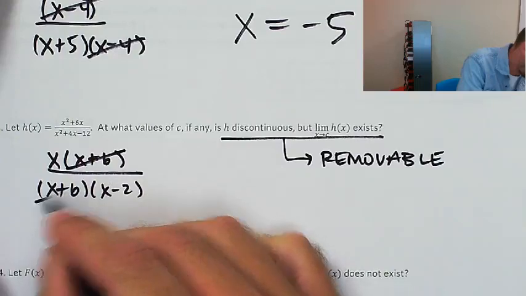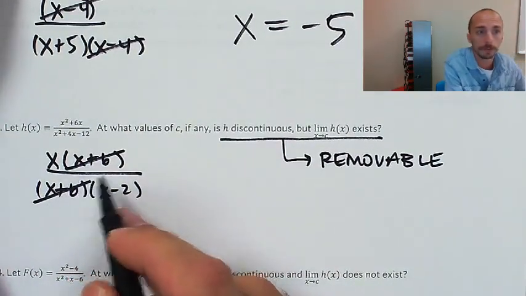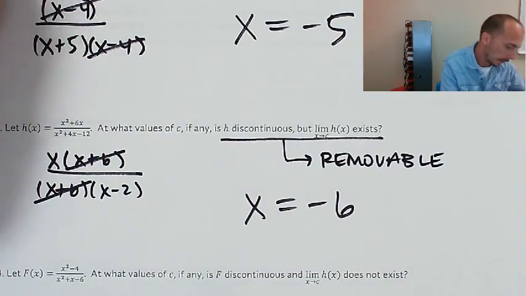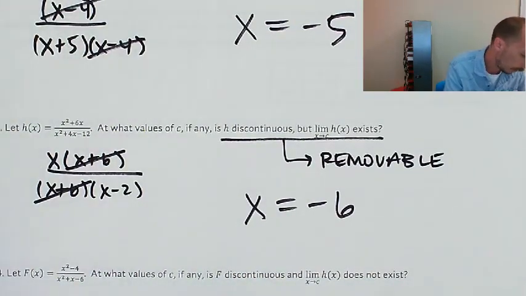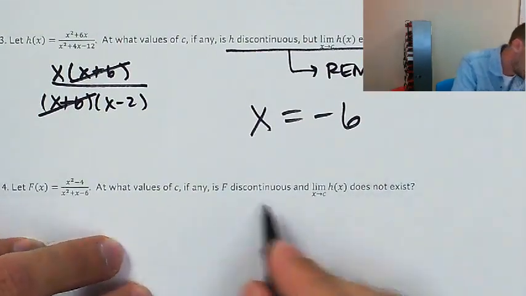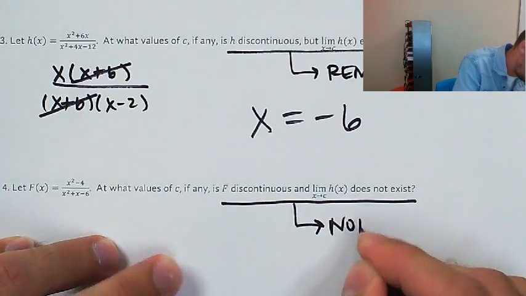Okay, so I'm going to cancel stuff off. The removable discontinuity is where I canceled, where the hole in the graph is, and that's going to be x equals negative 6. And then, over here, this is discontinuous, but the limit does not exist, that's non-removable.